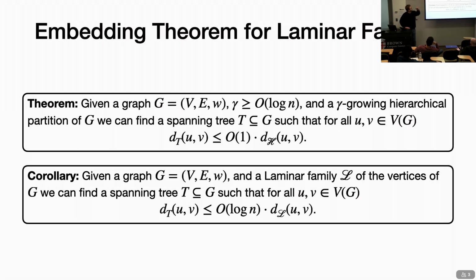And so then this top one is just the main theorem I presented a couple slides ago. And it's not so hard to see that given this theorem, a straightforward corollary is that given any laminar family, you can embed the distances into a spanning tree with O(log n) loss. And you do that by just deleting sets from the laminar family until you get a gamma growing hierarchical partition for gamma that's log n, and then you apply your main theorem. So I think that's a pretty nice mathematically pleasing result.